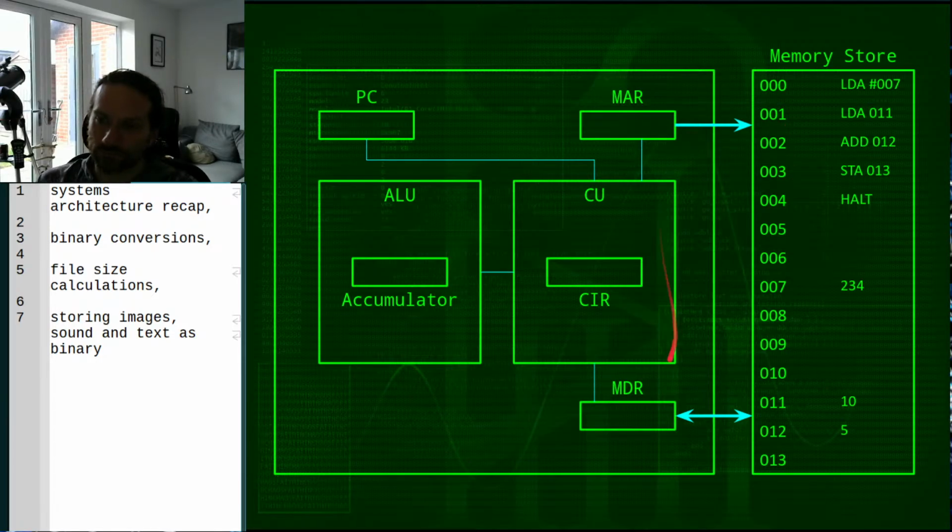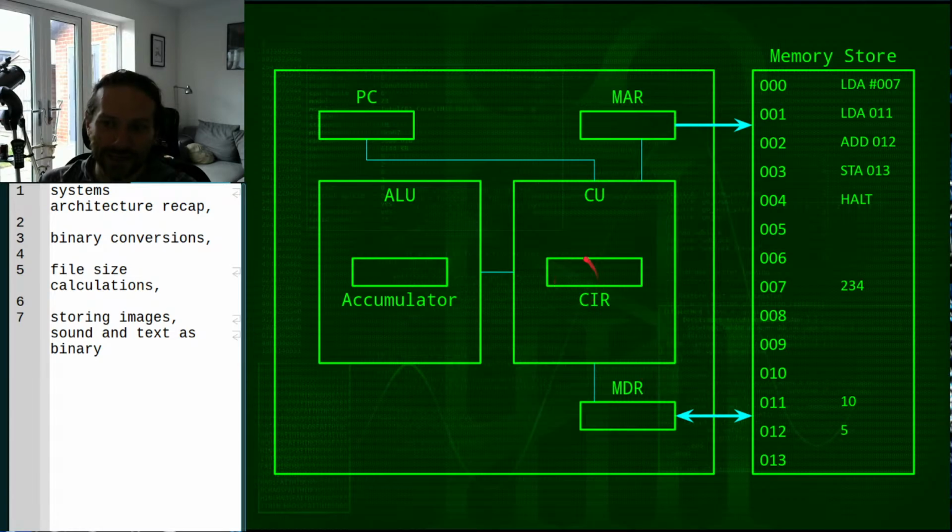The MDR is the memory data register, and that stores the values that have just been fetched from memory, or the values that are about to be stored in memory. Okay, so during the fetch process, once we've copied the value from the PC into the MAR and we've fetched the instruction from the memory store, that instruction will be stored in the MDR when it's first copied across.